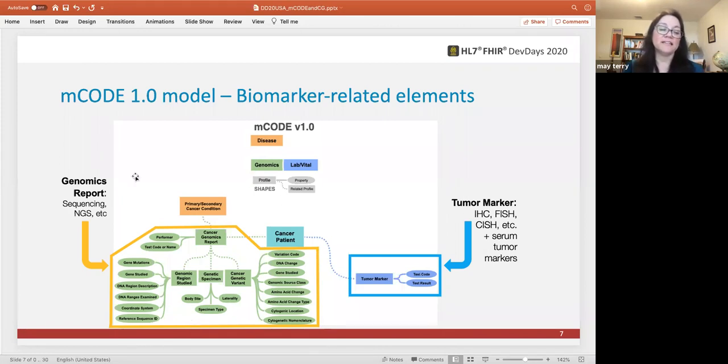Within mCODE, we just made that kind of distinction, and made sure that, again, there might be a little bit of overlap that you would find in here, but the decision was made pragmatically.